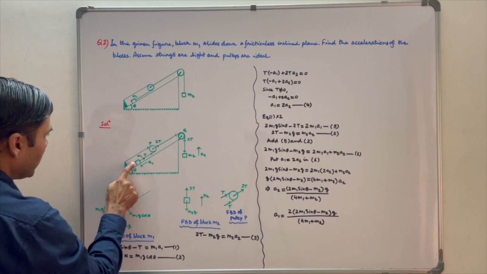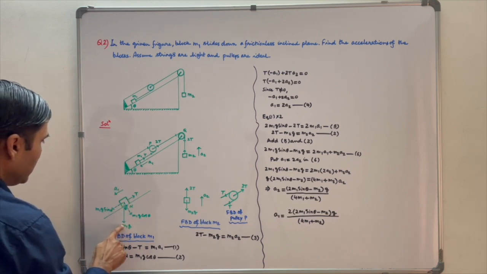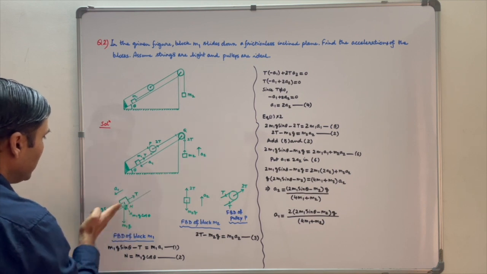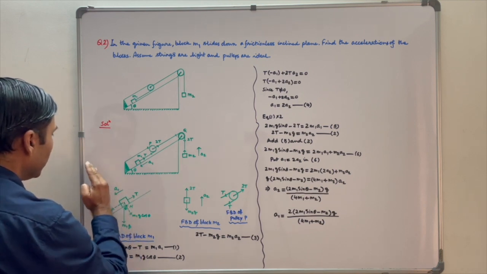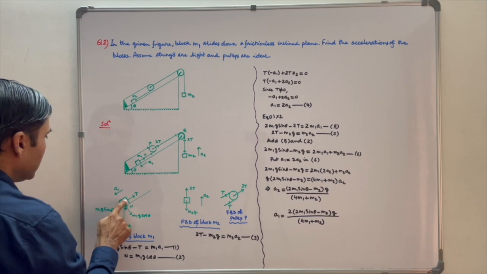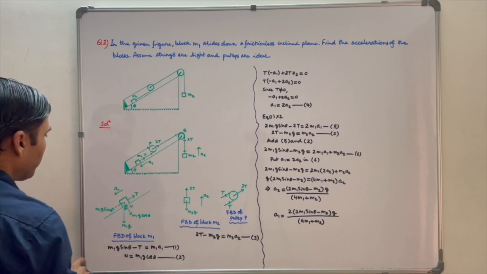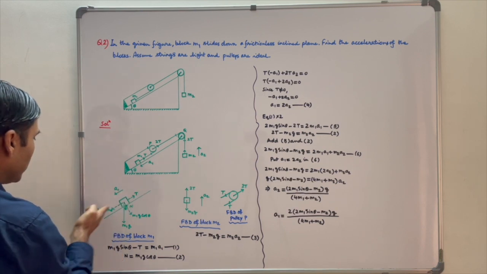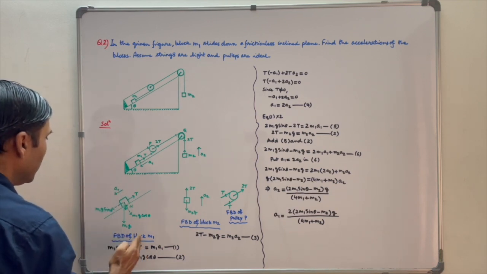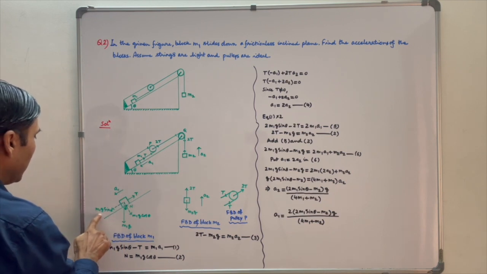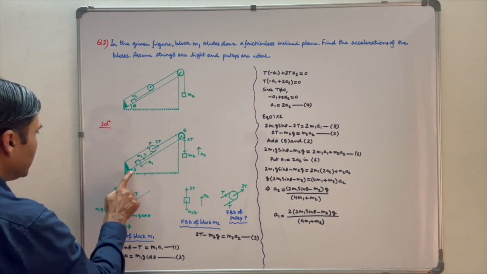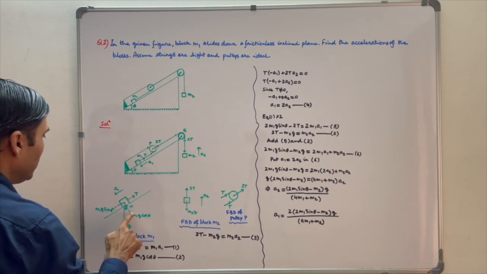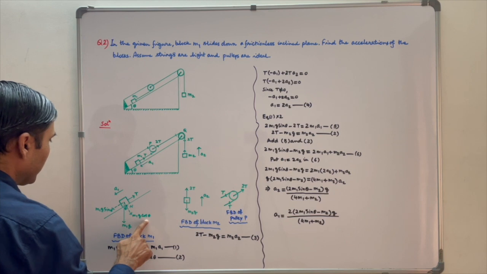This is the FBD of block M1. Its weight M1g works vertically downwards. The normal reaction by this plane works perpendicular to the plane. T is the tension that works on it due to this string. We will resolve its weight into two components, one along the plane, another perpendicular to the plane. The along-the-plane component will be M1g sin theta, where theta is the angle of inclination of this plane. The perpendicular-to-the-plane component will be M1g cos theta.